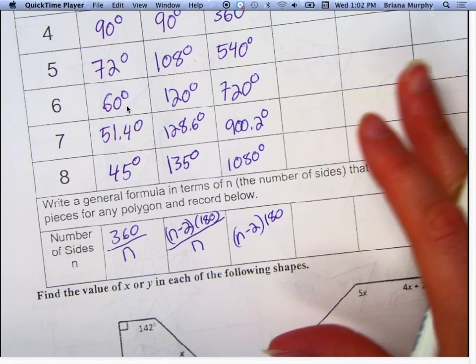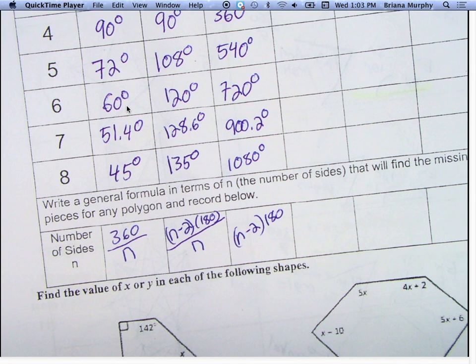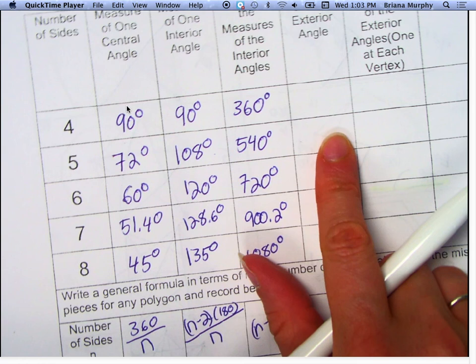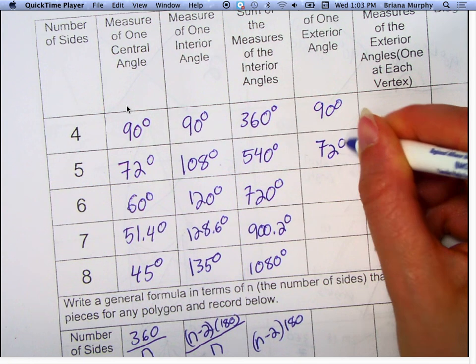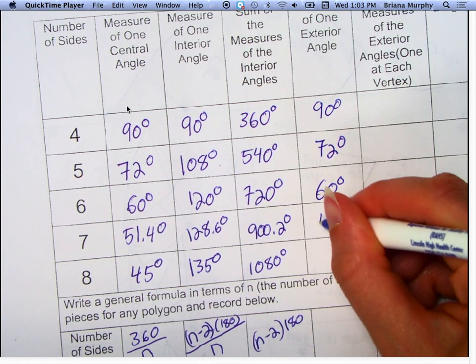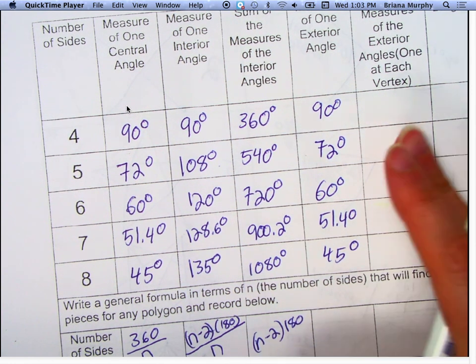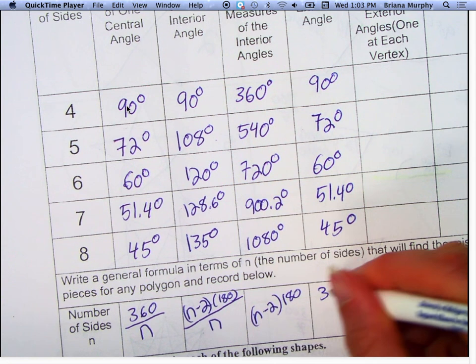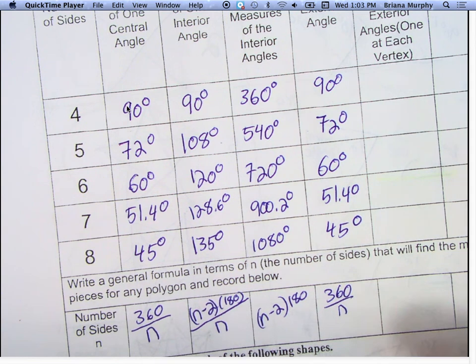Okay, measure of one exterior angle. What column is this going to be exactly like? First one. Okay, so for 4 it's 90, 5 it's 72, 6 it's 60, 7 it's 51.4, and 8 it's 45. So that is just 360 divided by n. So is this one just gonna be the same as the first one? I think so. Okay, about the sum. Yep. All right. Sum of the exteriors.